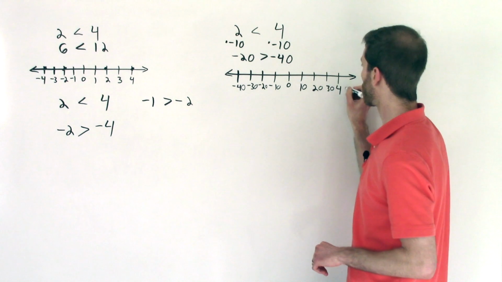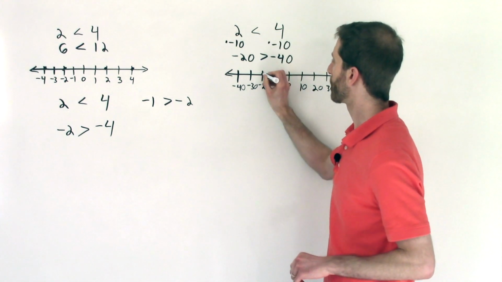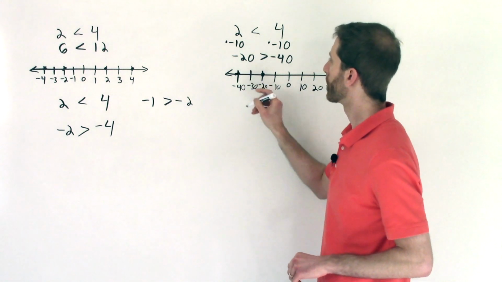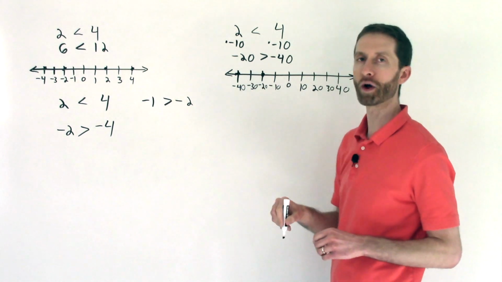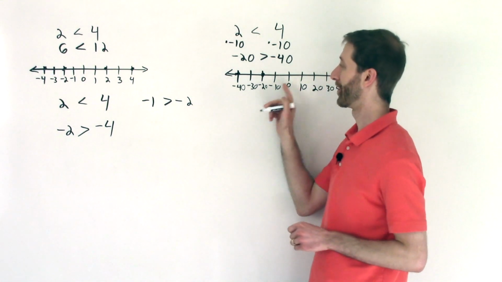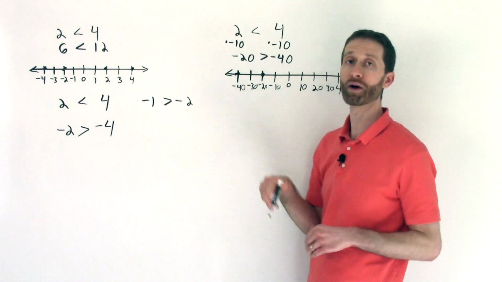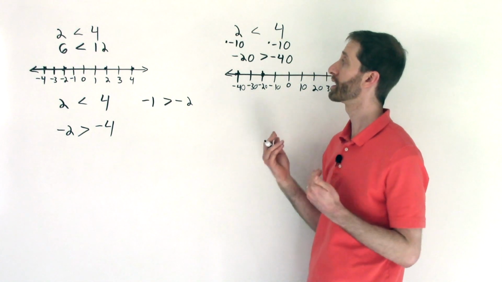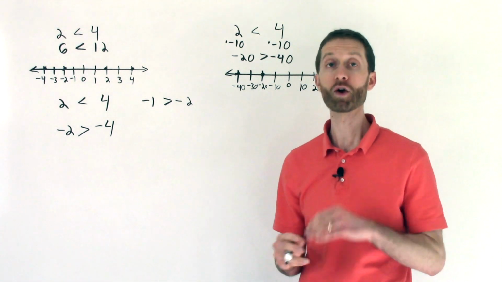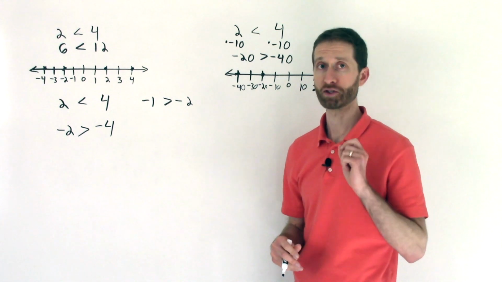So basically we started with 2 is less than 4, and then we end up with -20 and -40. For the same reasoning, -20 is closer to 0 than -40 is. And again, closer to 0 on the negative side means you're greater. So that's yet another example of why when you multiply or divide by negative numbers, the inequality sign must switch.